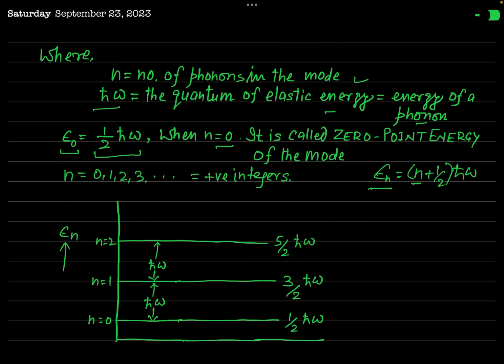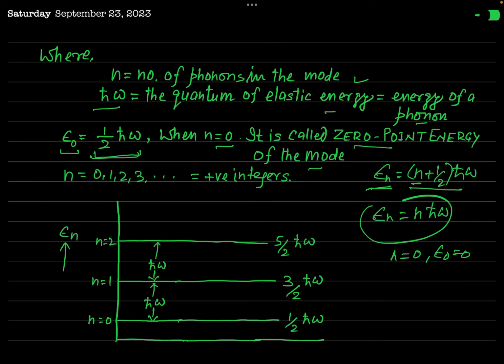According to old quantum theory, this value was taken as 0, because in the old theory epsilon n is given by the formula n into h bar omega. So according to this formula, when n is 0, epsilon naught will be equal to 0. But according to modern quantum mechanics, epsilon n is equal to n plus half h bar omega. So according to this formula, the least value of energy of vibration will be equal to half h bar omega. And this least value of energy is known as the 0 point energy of the mode.